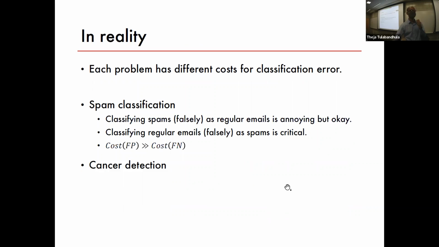For spam classification, classifying spams as regular mails is okay. It's a little annoying, but it's okay. Although the ground truth is spam, which is positive, you are classifying them as regular mail, which is negative. So these are false negatives, and false negatives are okay. But classifying regular emails as spams is very bad. If you get a job offer email and it's flagged as spam, it's pretty bad. So false positives are critical; you don't want too many false positives, while you're okay with many false negatives. The cost of a false positive is much greater than the cost of a false negative. This is a preference that you can impose in this application.